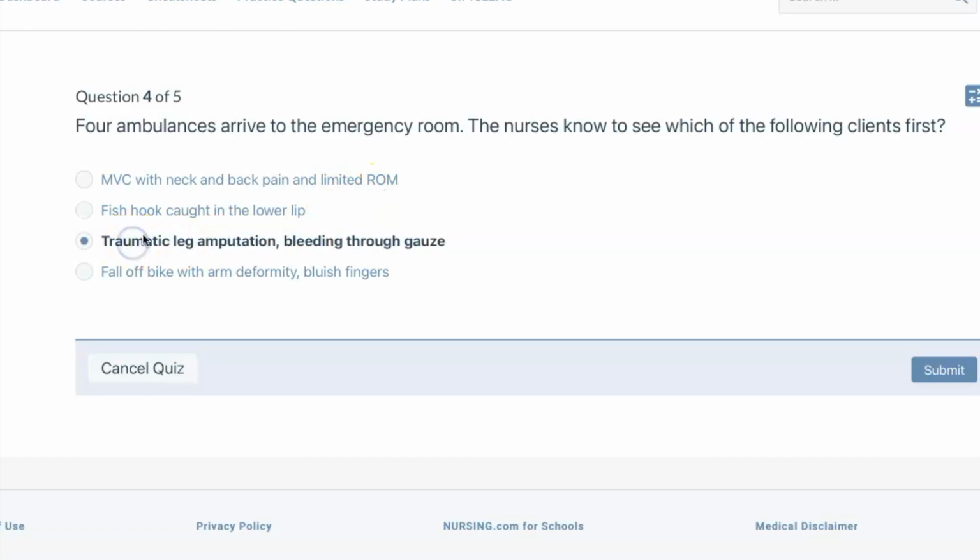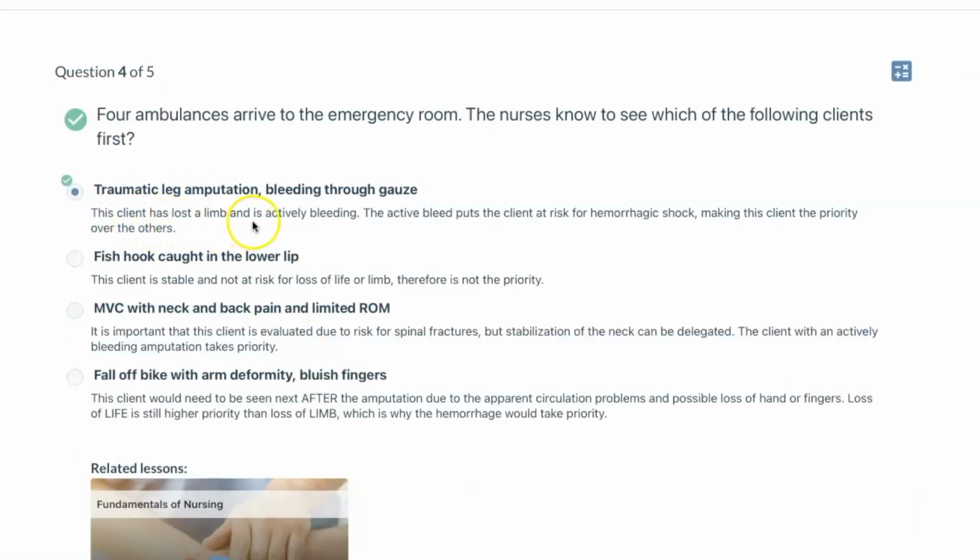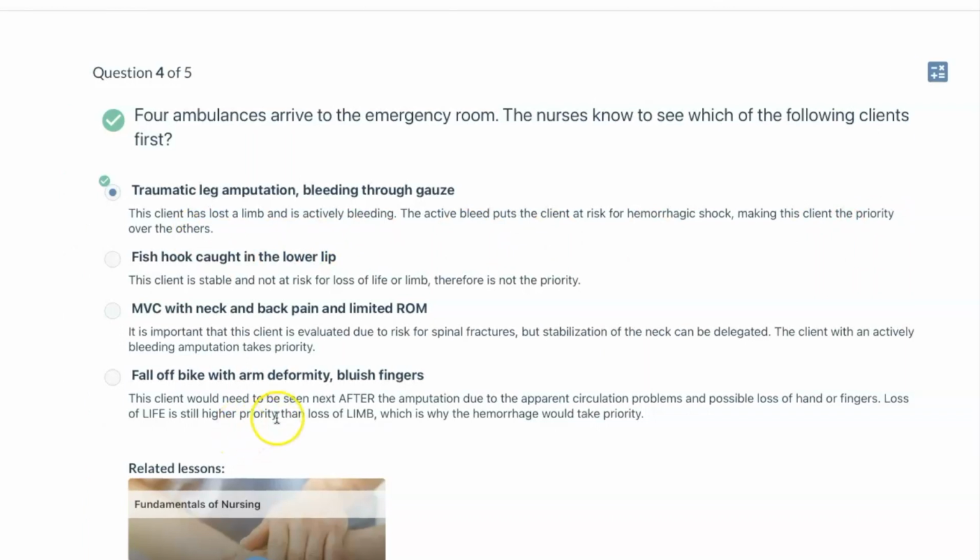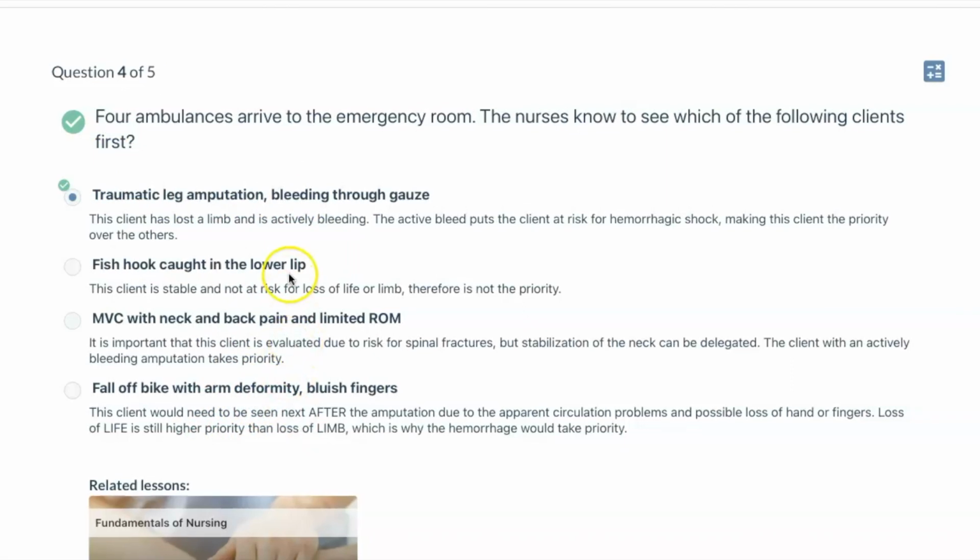I'm going to go with this because they're bleeding through the gauze and they could bleed out. This client has lost a limb and is actively bleeding. The active bleed puts the client at risk for hemorrhagic shock, making this client the priority over the others. This person would be seen after, so this would be first, this would be second, this would be, I would say third, this would be fourth.